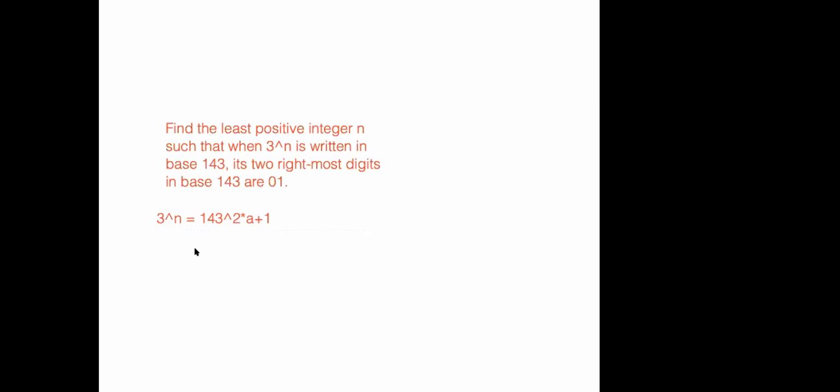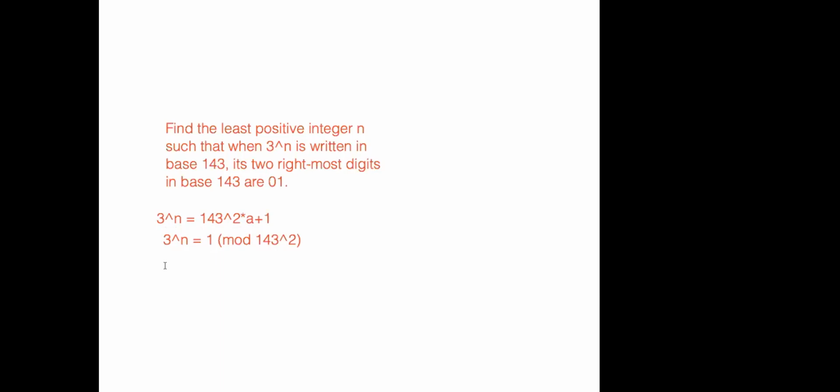So let's take a look at this. Instead of the totient function, we're going to be doing a more mod-based solution. So this condition implies that we can translate this in terms of mod 143 squared. So 3 to the n is equal to 1 mod 143 squared. Someone asked why 143 squared? Well, we're just looking at the problem statement. It says the two rightmost digits in base 143 are 0, 1, which means that the other digits to the left must be something times 143 squared.